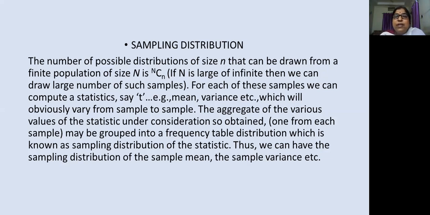The number of possible samples of size n that can be drawn from a finite population of size N is NCn. For each of the samples, we can compute a statistic, say T, that is mean, variance, etc., which will obviously vary from sample to sample. The aggregate of the various values of the statistic under consideration so obtained may be grouped into a frequency distribution, which is known as the sampling distribution of the statistic. Thus, we can have the sampling distribution of the sample mean, the sample variance, etc.